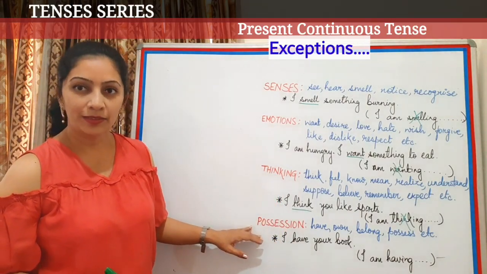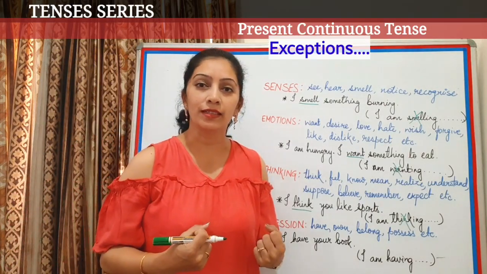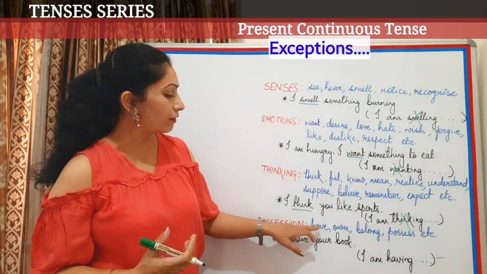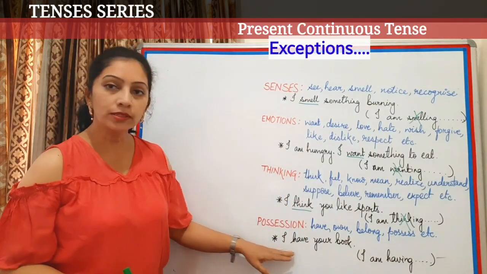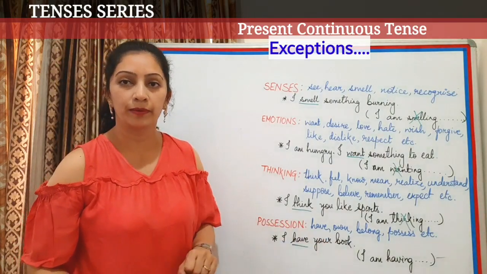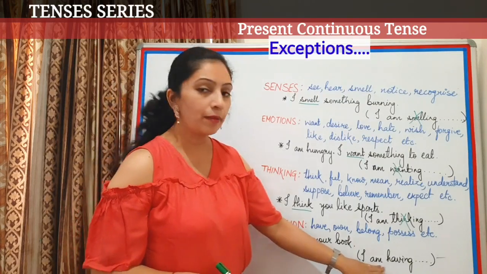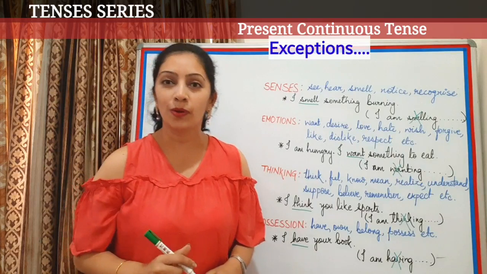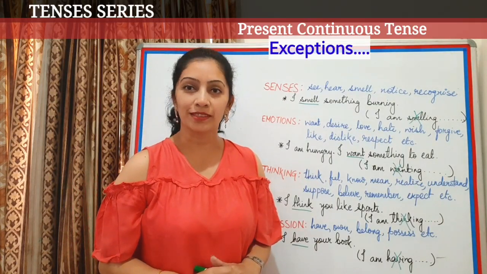Look at the next category of verbs, that is possession. Possession means belongingness, something that you possess. So in this category you have verbs like have, own, belong, possess, etc. You can say, I have your book. That's absolutely correct. But if you say I am having your book, then this is completely wrong. We generally tend to say this, but it's absolutely wrong in usage.